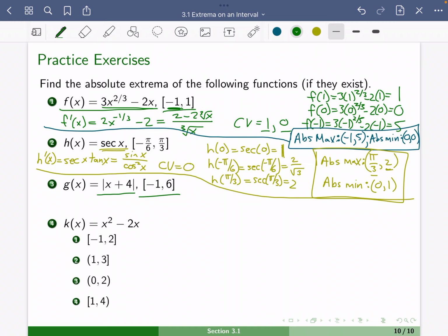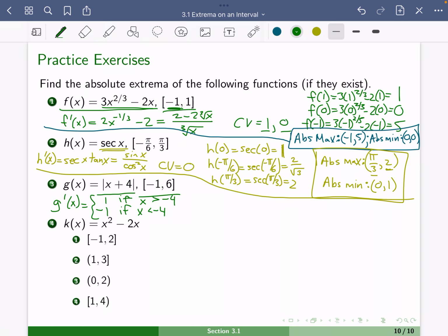Our derivative is going to be piecewise defined as being either 1 or -1. It is -1 if we have values to the left of -4, and it's +1 if we have values to the right of -4. Right at -4, that's going to be the vertex of this absolute value graph. That's where the derivative would not exist.